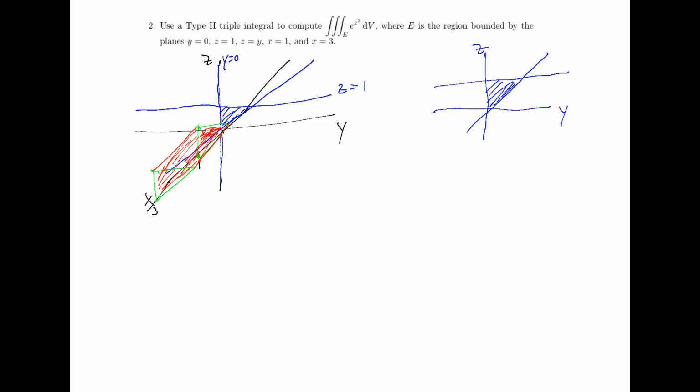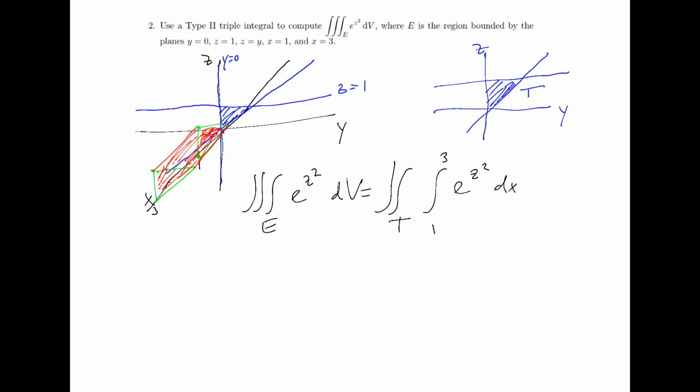So in this case, the x value does not appear in these three equations, so the picture, the triangle, looks the same for every x value. Okay, so now we can have the triple integral over region E of e to the z squared dV. Because it's type 2, it can now be written as the double integral. Let's call this triangle region T. And then the integral from 1 to 3, that's x, of e to the z squared dx, and then we have a dA over the triangle T.